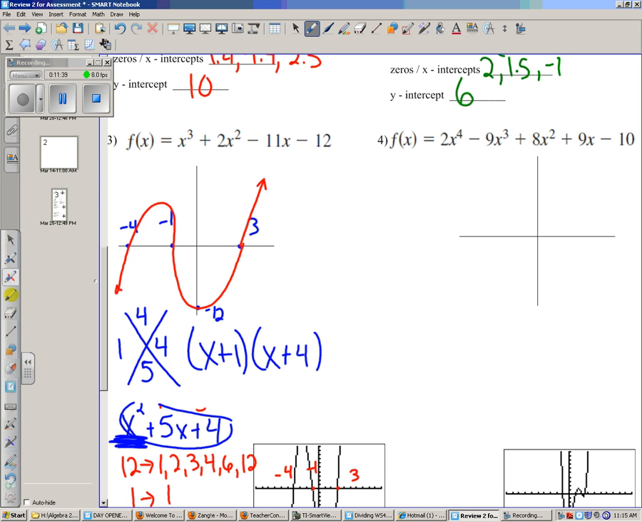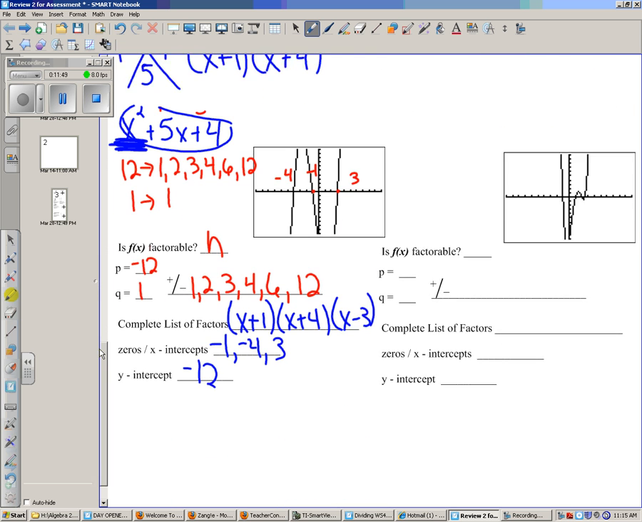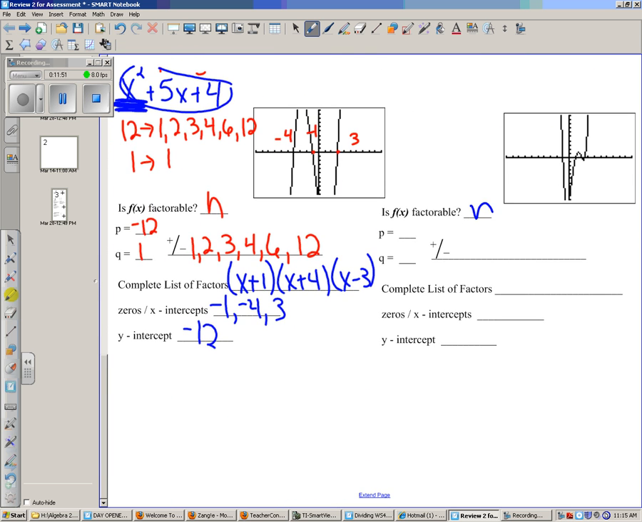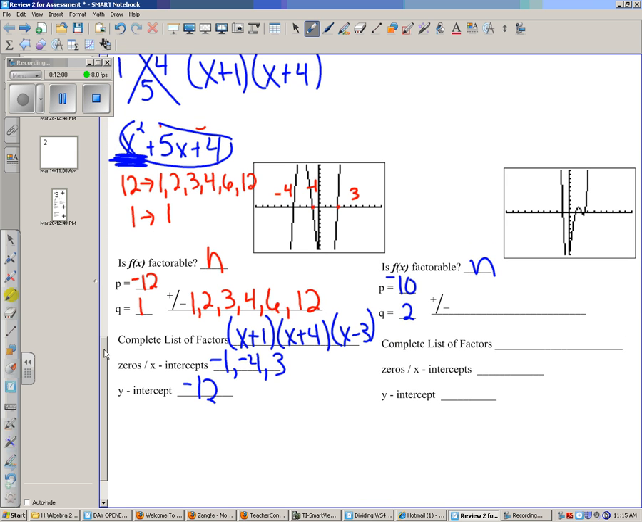Let's start number 4. I might run out of time, so number 4 might pick up on the next segment. So first of all, looking at number 4, it definitely is not factorable because there's 5 terms. So is it factorable? No. Will I have to come up with my p over q? Absolutely. Negative 10 is my p, 2 is my q. So over here, my factors of 10 are 1, 2, 5, and 10. My factors of 2 are 1 and 2.